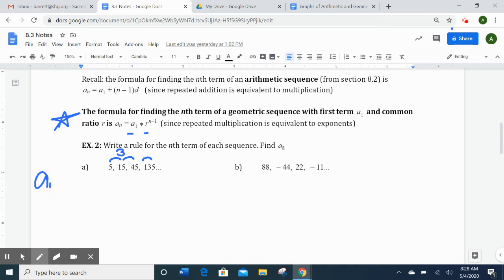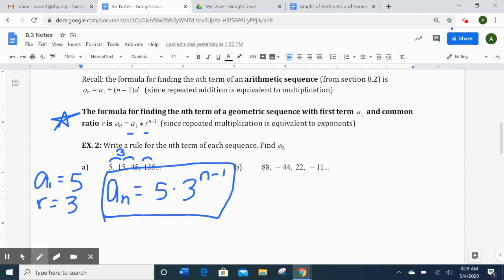In the case for letter A, the first term is 5, and the common ratio is 3. So I'm going to write the equation A sub n equals 5 times 3 to the n minus 1. And it's very important that you do not make that 15 to the n minus 1. The 3 is the only part of that that's getting raised to the exponent. So it stays separate: 5 times 3 to the n minus 1.